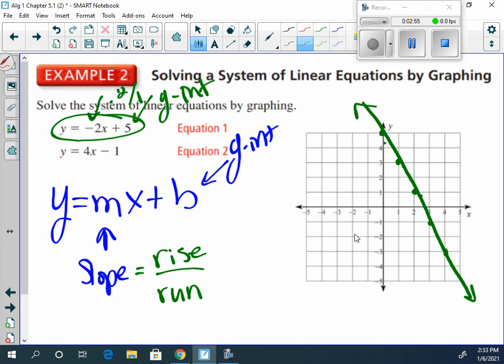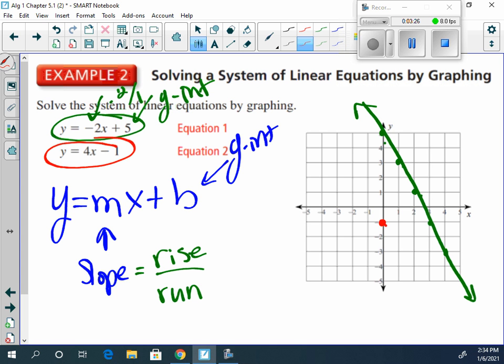Any questions on how we graph the equation of a line? Okay, now let's look at the other equation, y equals 4x minus 1. For the second equation, the minus 1 tells me that the y-intercept is at negative 1. So I go down to negative 1 on the y-axis, and I would make a point. Because the minus 1 is the y-intercept. It is at negative 1.